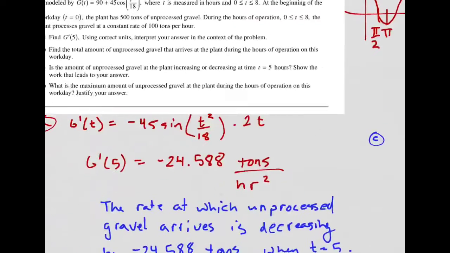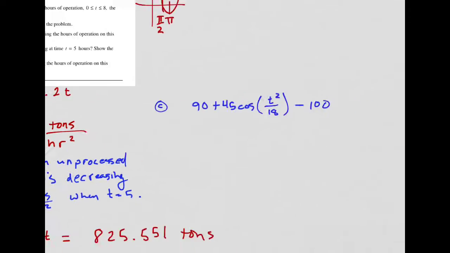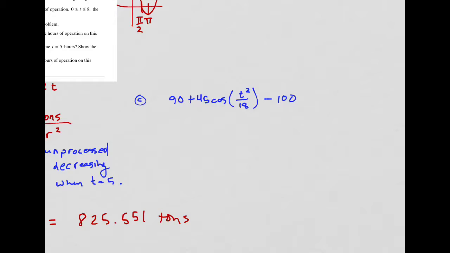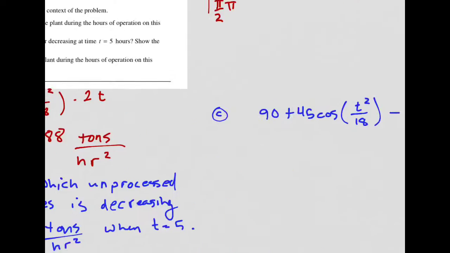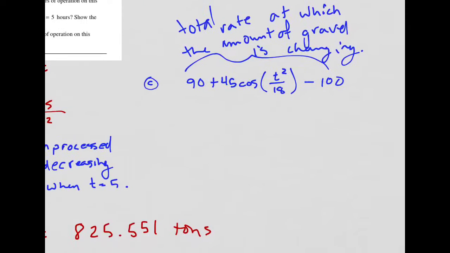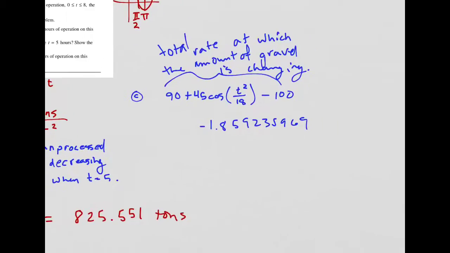If we're talking about the amount increasing or decreasing, we're actually talking about the derivative of the volume, which is given by this. This is the total rate of change of the amount that we have. And we just plug in 5. So this is the total rate at which the amount of gravel is changing, and if I plug in 5, I get negative 1.859235969.